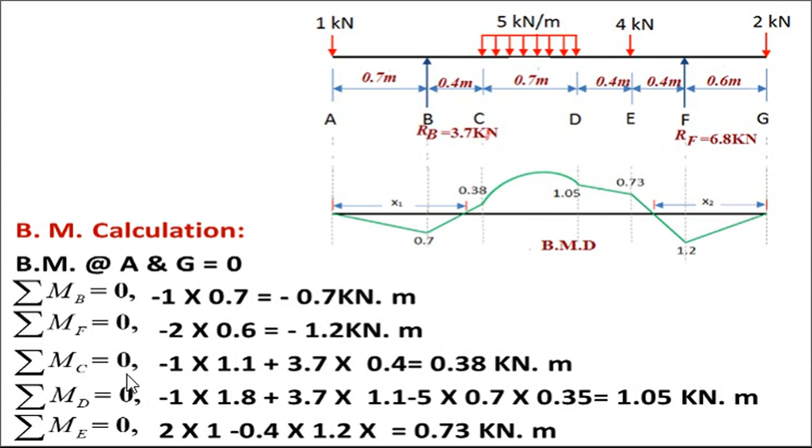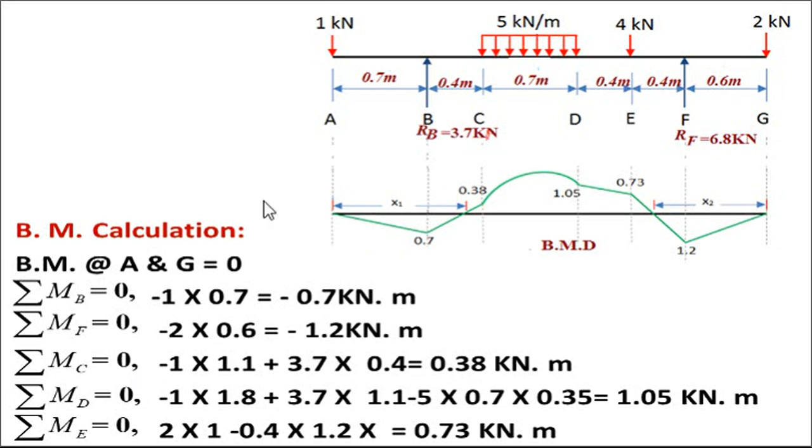Again moment at C. So here at C the left portion is taken, that's why anti-clockwise minus. So minus 1 into 1.1 plus this RB, it makes the clockwise moment, 3.7 into 1.1. Again this UDL, so minus 1 into 1.1 plus 3.7 into 0.4, so value is 0.38 kilonewton meter.